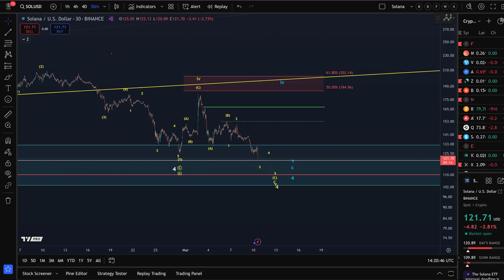Here on the Solana chart, we're still working on that yellow scenario. In my last video yesterday, I explained to you that we're likely in wave 3 to the downside. You see it there in yellow on the chart. Wave 3 of C, and it's a very extended move down now.